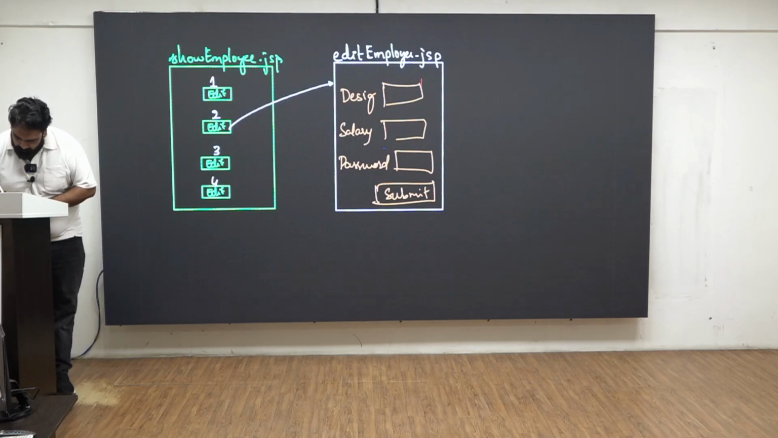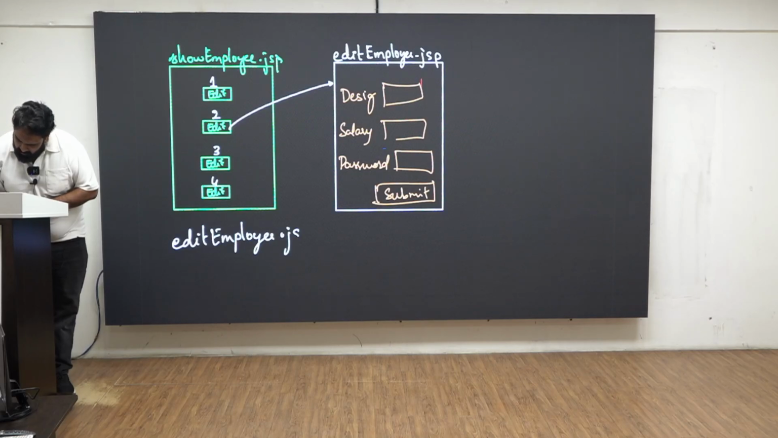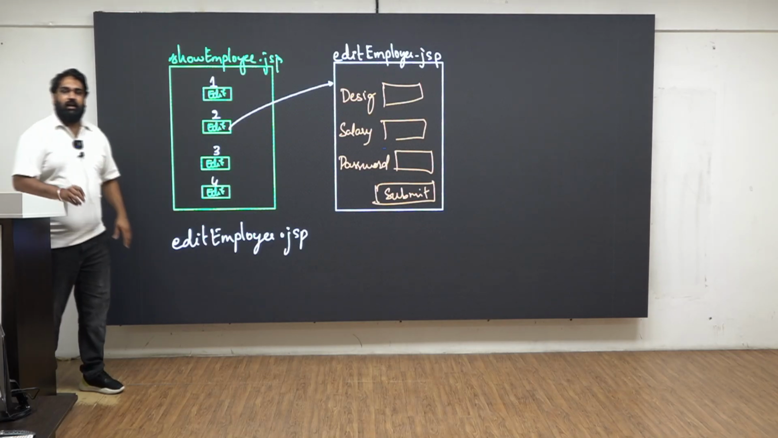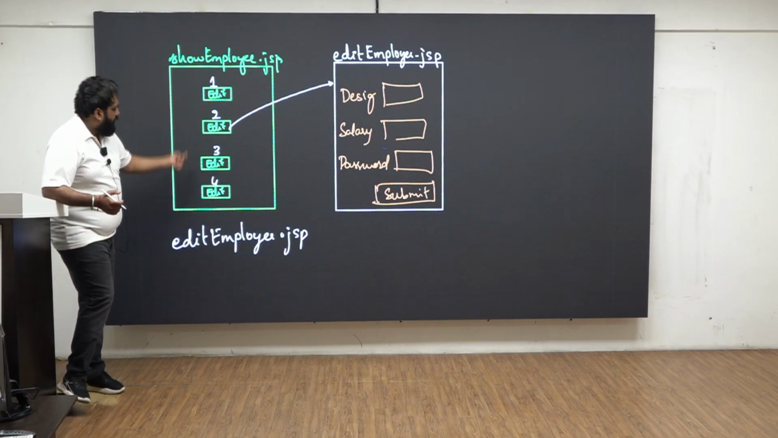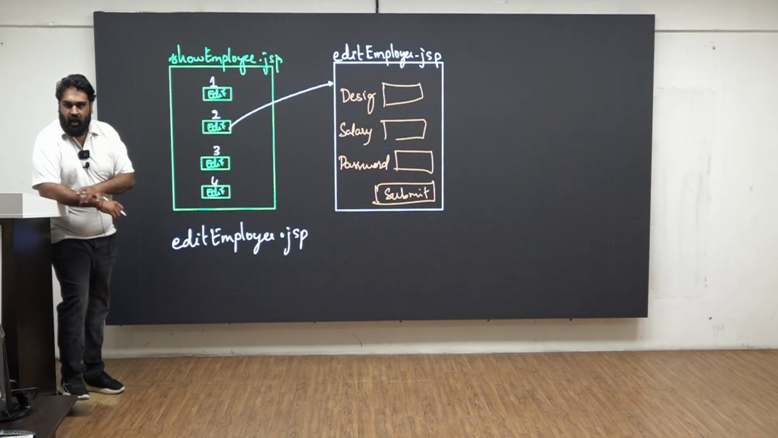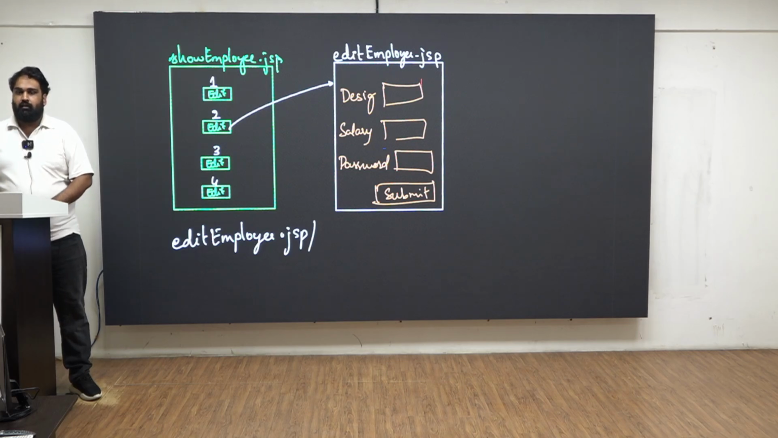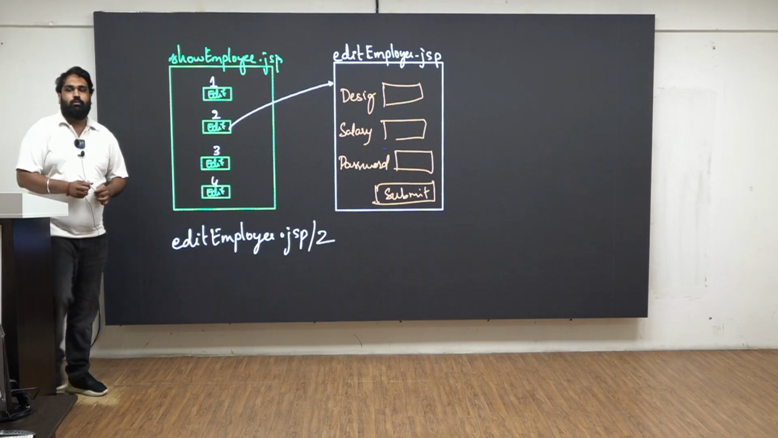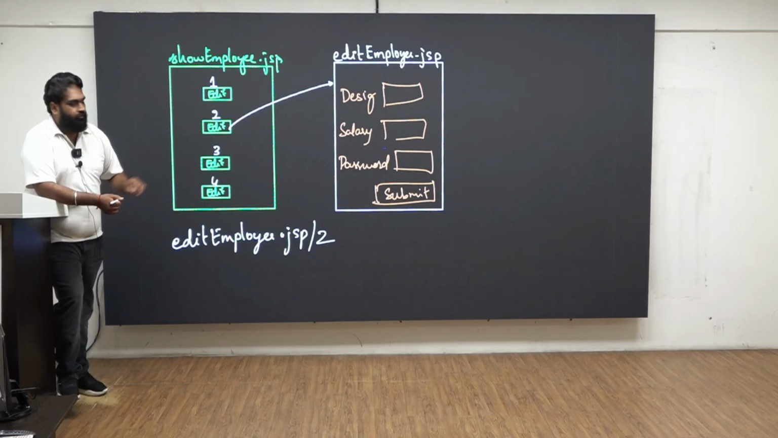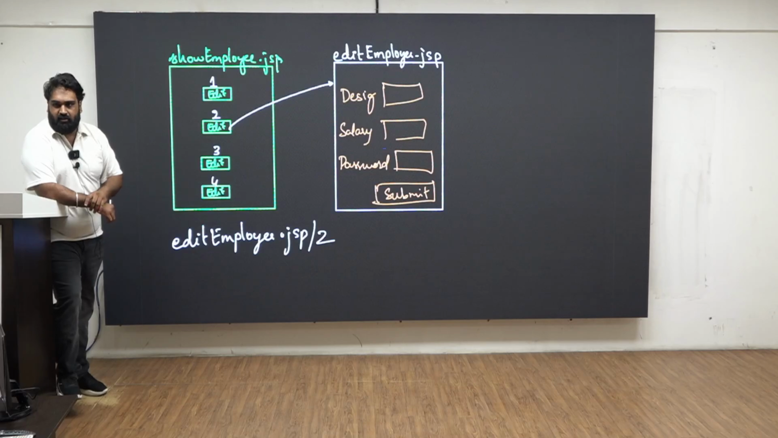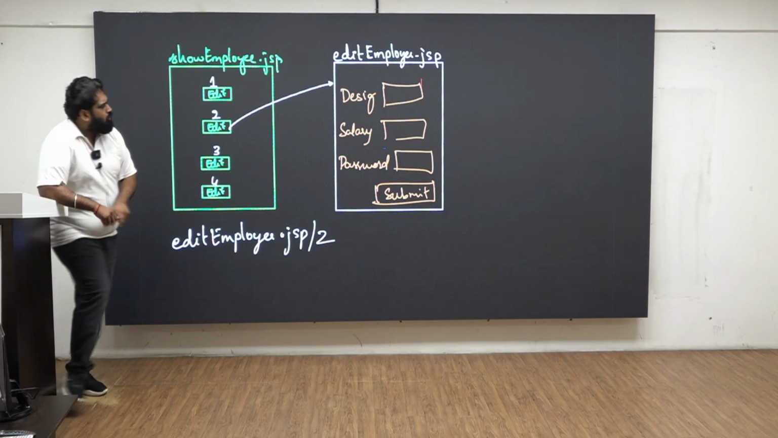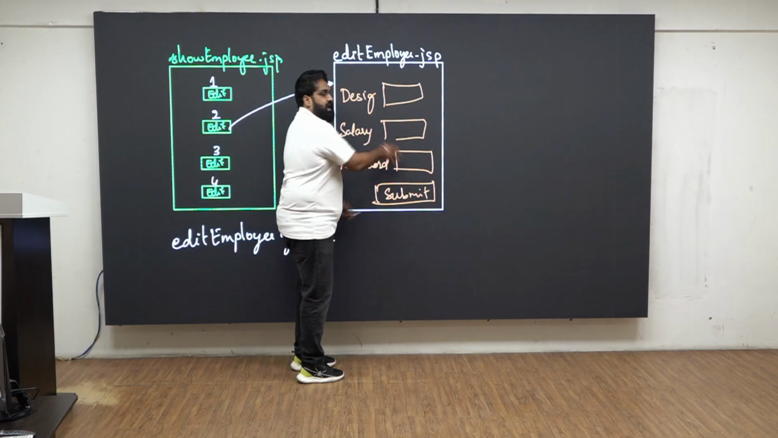It should go to edit employee.jsp. While it is going to edit employee.jsp, along with the control, I also want to send the ID as 2. Tell me, if I send ID as 2, maybe in that page, which is my edit employee.jsp, do you want to simply show one blank page and ask the user to update?